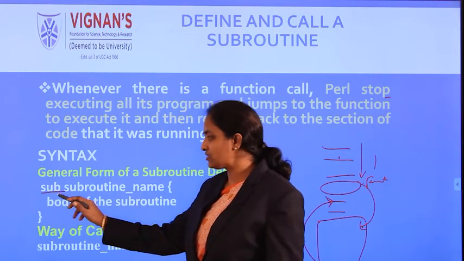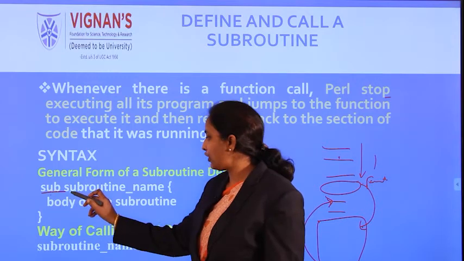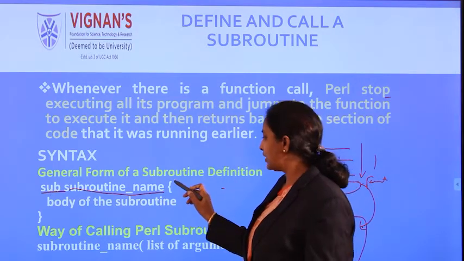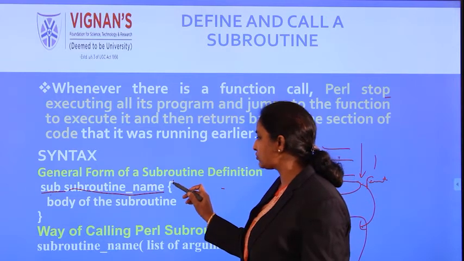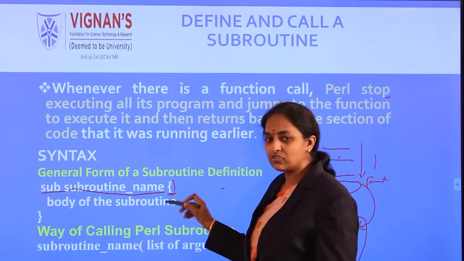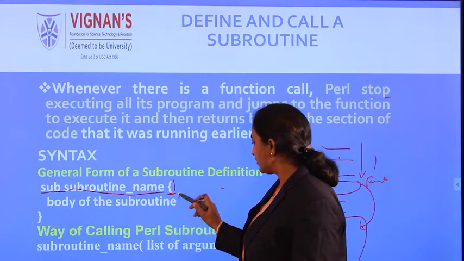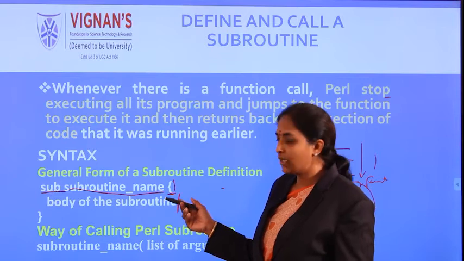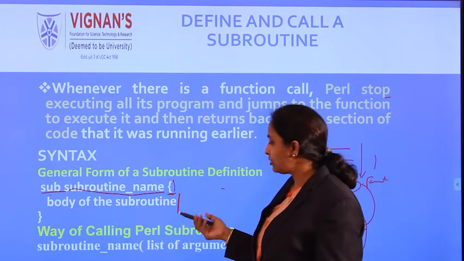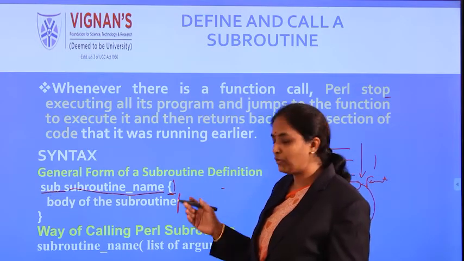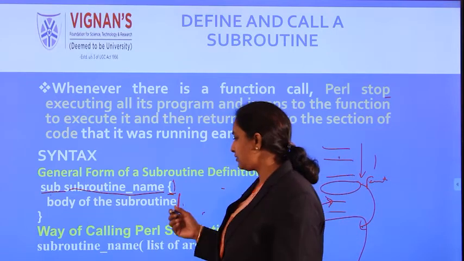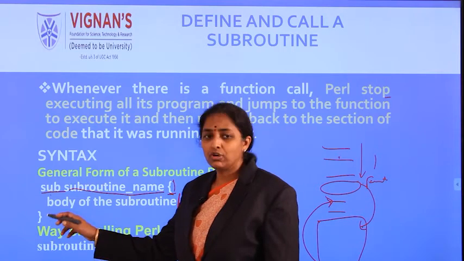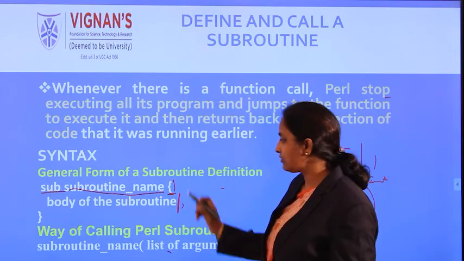Your function definition starts with the keyword sub, followed by the name of the subroutine, then the start of the block of statements. This symbol indicates the start of the block. Now you have to write down the block of statements. We will generally call it the body of the subroutine. So the body of the subroutine is nothing but a block of statements. Once this is over, you can close the statement block with the closing brace. So this is the syntax.